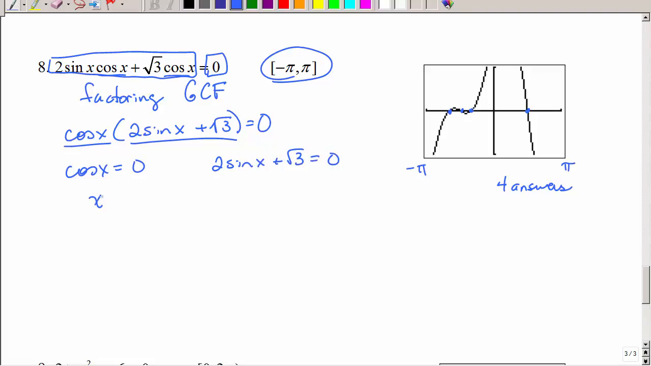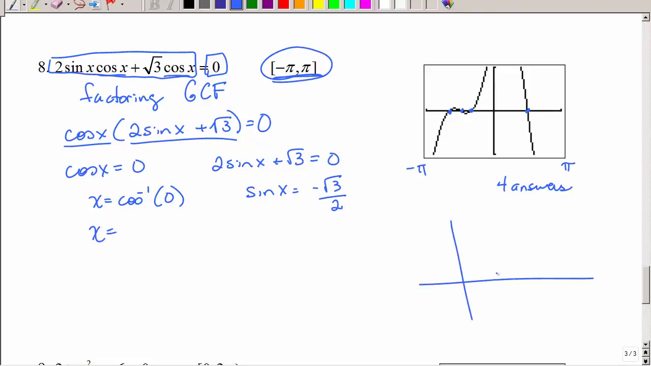And solve. I'm going to subtract the square root of 3 and divide by 2. Now these values should look familiar. You should say, oh, I know these. This is on my chart. That's right. Just got to make sure it fits within that given interval.